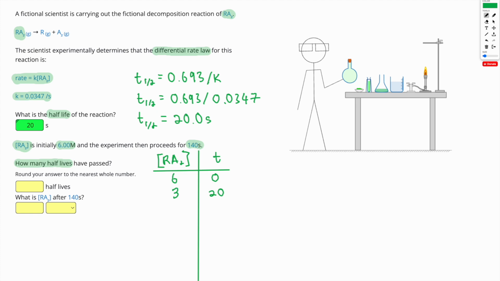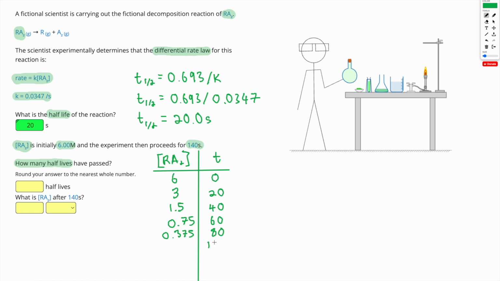We need to figure out what happens after 140 seconds. So let's go by another half-life. After another half-life passed, we're at 40 seconds. Our concentration will have halved again. So it'll be 1.5 now. After another 20 seconds, our time is 60 seconds. Our concentration halves again. Now we have 0.75 molar. After another 20 seconds, our time is 80 seconds, and our concentration is now 0.375, because that's half of 0.75.